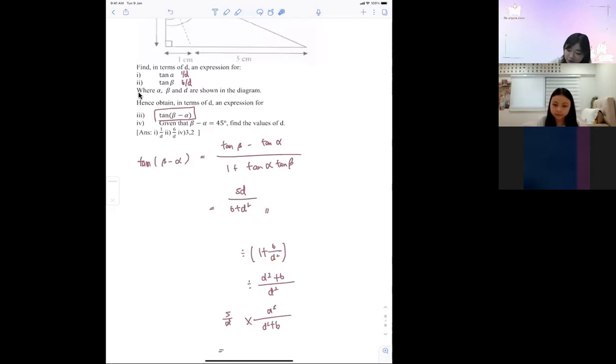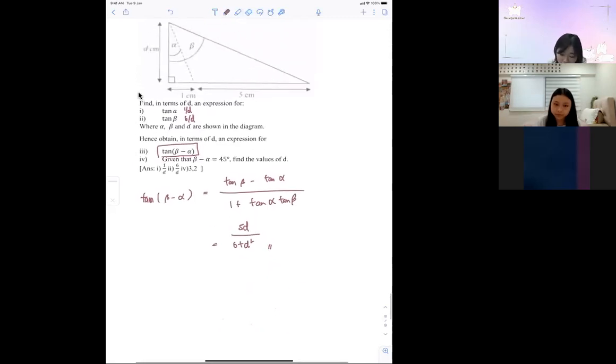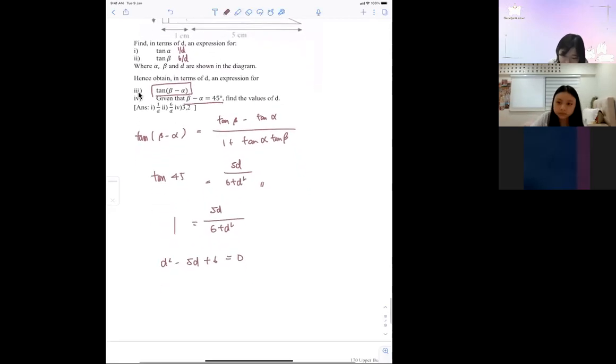Okay. All right. So then you guys know that beta minus alpha is 45, so tangent 45 is equal to this whole thing. So 1 is equal to 5d over 6 plus d squared. Same thing, cross multiply: d squared minus 5d plus 6 equals 0. You get d equals 3 or d equals 2.